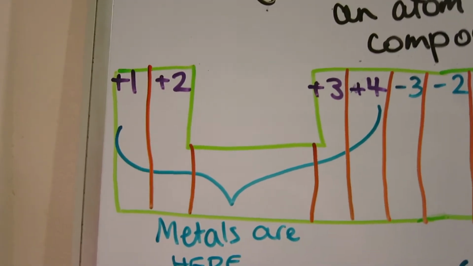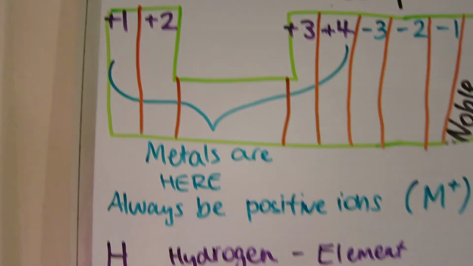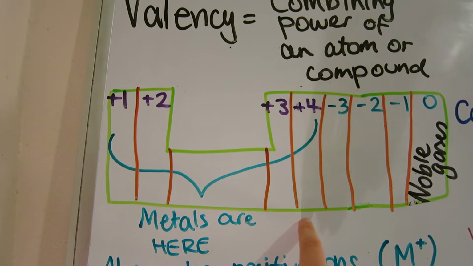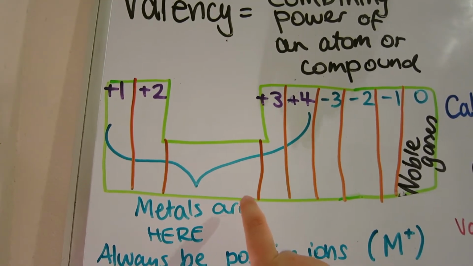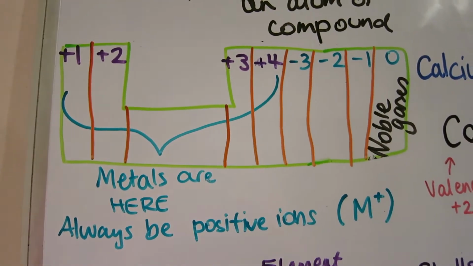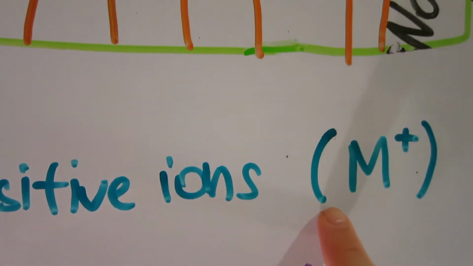So remember, we've got our metals, which are here. So with our metals, they will always be positive because they want to actually get rid of their electrons and give them to the other negative species. So remember, we always have our positive metal.